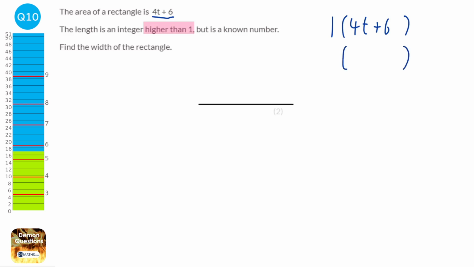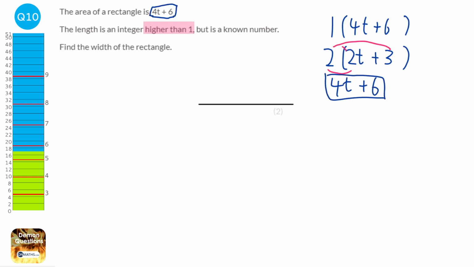So if we look at 4t and 6, well, they're both in the 2 times table. So I can put a 2 on the outside here. 2 times 2t is 4t, and 2 times 3 is 6. So we can check that out with smiles and rainbows. Put all my times down there to remind me to times it. So 2 times 2t is 4t, 2 times 3 is 6. So that works because that is the same as this in the question.